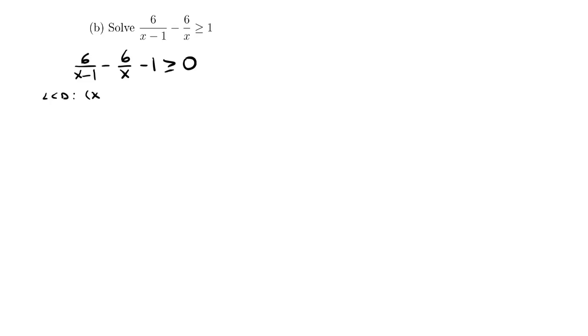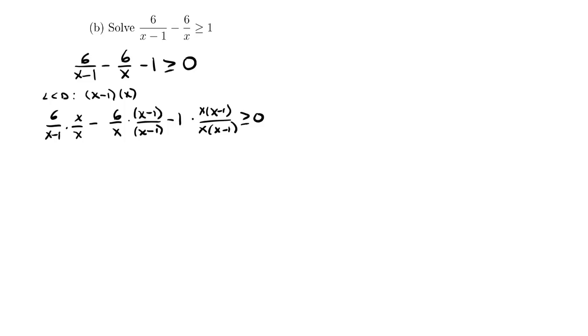I'm going to need an x minus 1. I'm going to need an x. And that's all, because the 1 has just 1 in the denominator. So 6 over x minus 1, I'm going to need an x, so I have to do x over x, minus 6 over x, so I'm going to need x minus 1 over x minus 1, and then minus 1, which is just going to need both x minus 1, greater than or equal to 0.